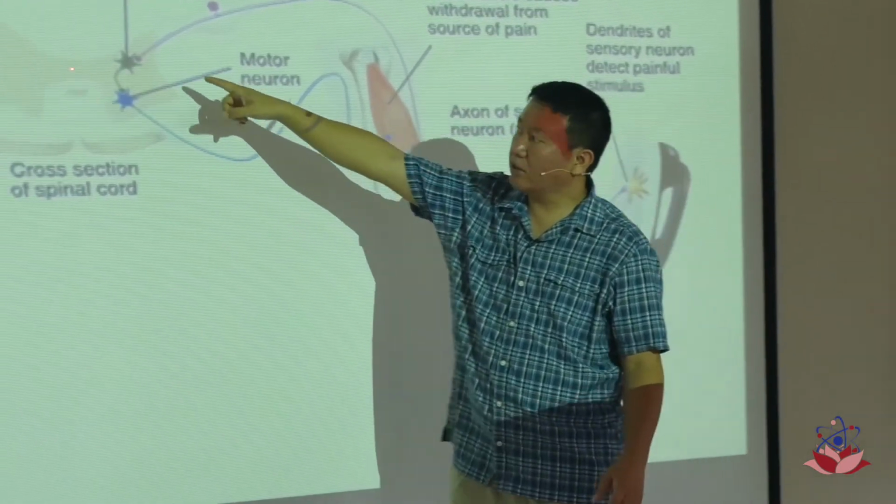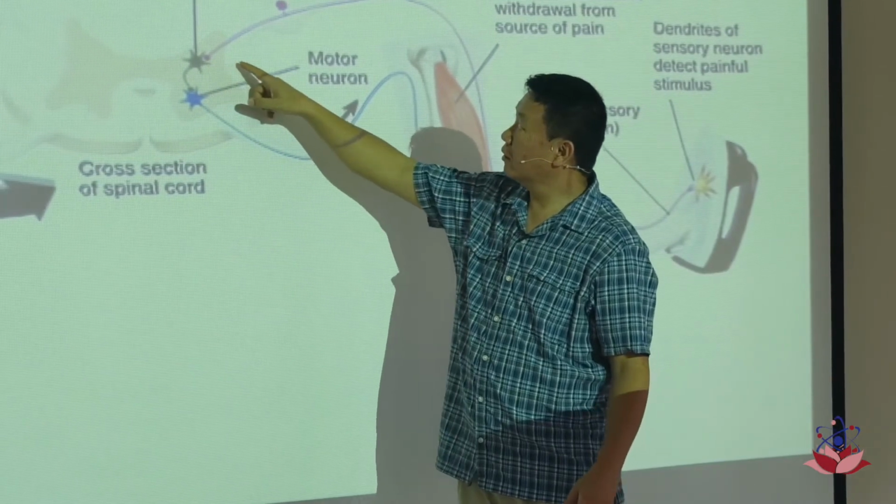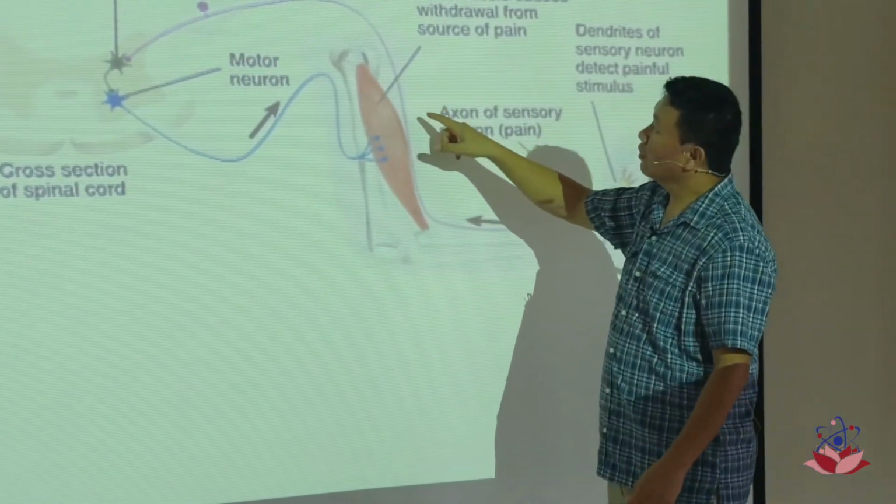So this is the cell body. The cell body is actually up here in the dorsal root ganglion.